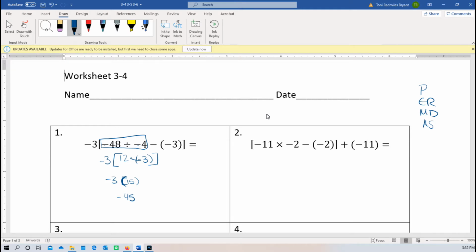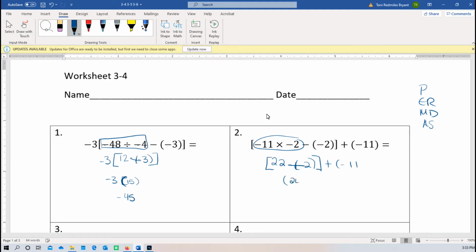All right, again, let's do some work on the inside. Let's do this multiplication first. 2 negatives make a positive 22. And I've got some double negatives going on, so let's go ahead and make that positive. That's going to be a 24.